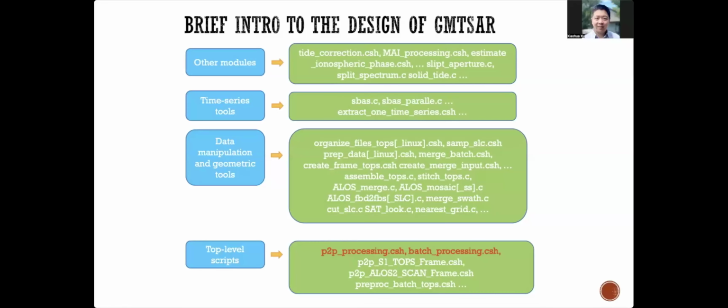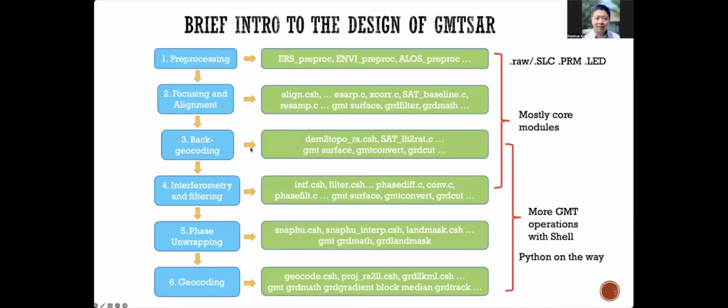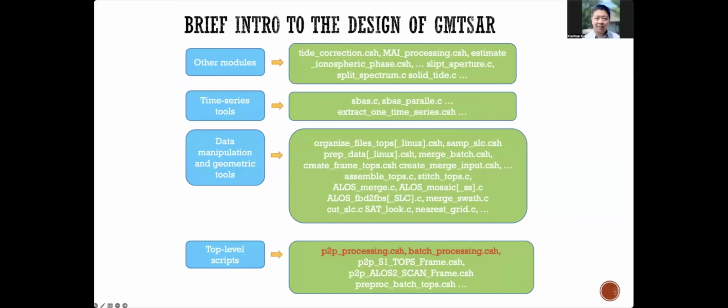And inside this p2p_processing, it is composed of these 6 parts. You can use a config file to control which part you want to run and which part you want to skip. And by playing with this p2p_processing, you can disassemble and reassemble the processing chains in order to do, for example, batch processing to deal with a large stack of data. And this will be covered later in the lectures.